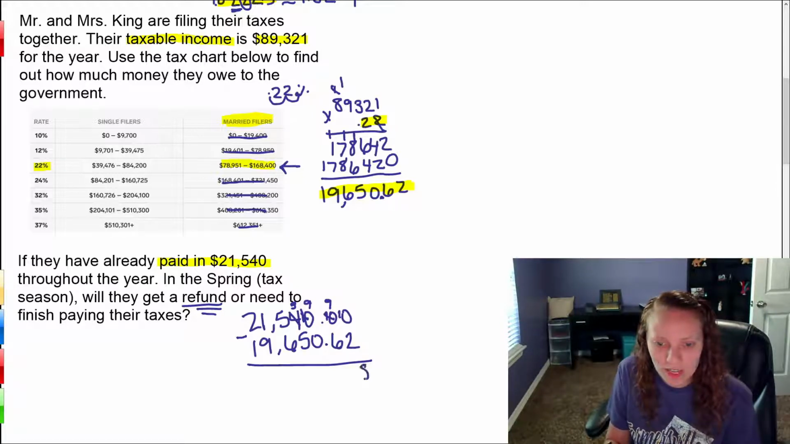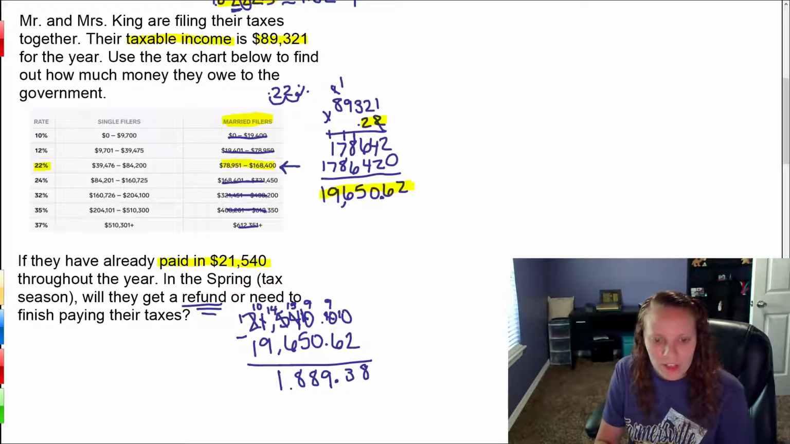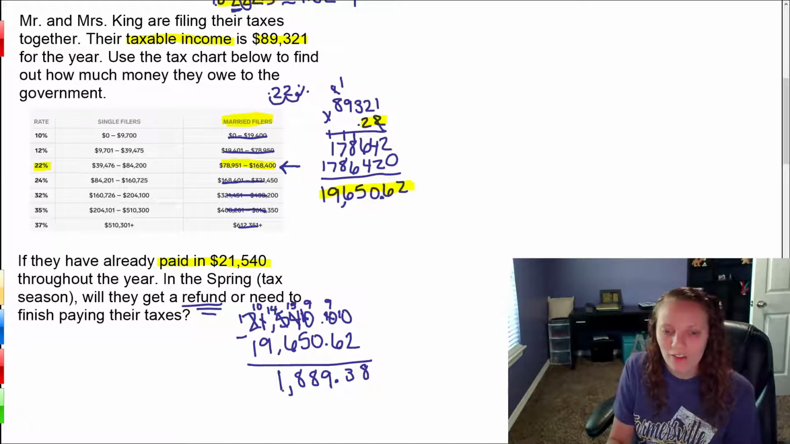10 minus 2 is 8. 9 minus 6 is 3. Bring down the decimal. 9 minus 0 is 9. 3 minus 5, can't do that, so let's borrow some more. 13 minus 5 is 8. Can't do 4 minus 6, so let's borrow. 14 minus 6 would be 8. Can't do 0 minus 9, so we gotta keep borrowing. 10 minus 9 is 1, and then 1 minus 1 is 0. So they'll get a refund check of $1,889.38.